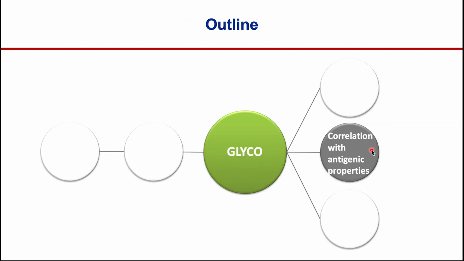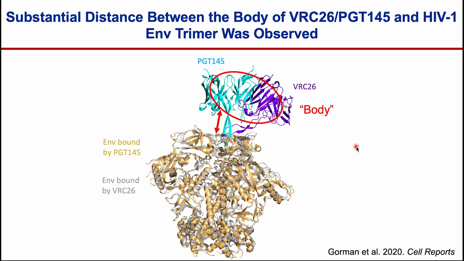And the next category of application is to correlate with antigenic properties. So recently we found that the antibody binds at a specific distance to the antigen. This complex shows that the antibodies VRC26 and PGT145 have substantial distance when they bind to the antigen.